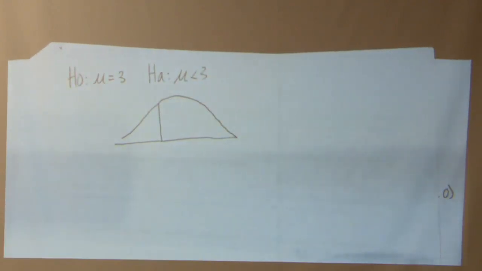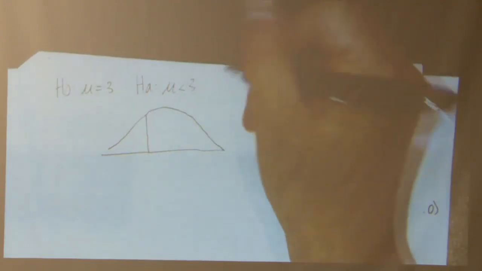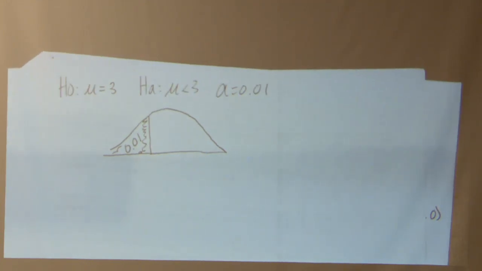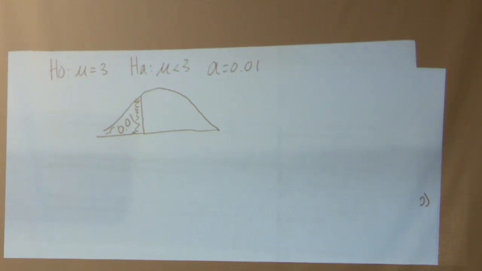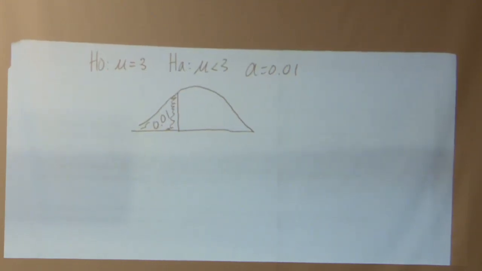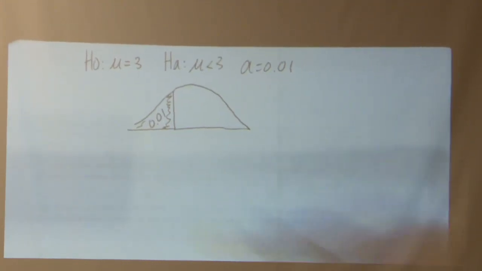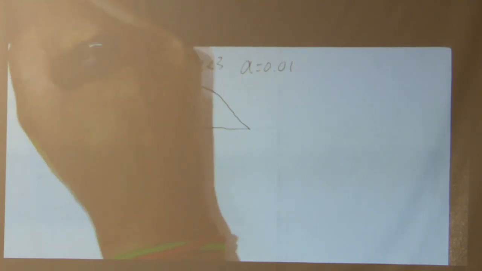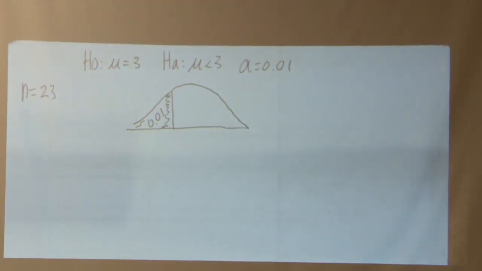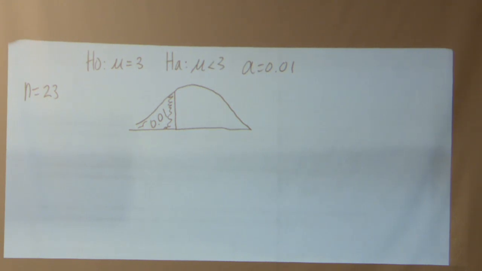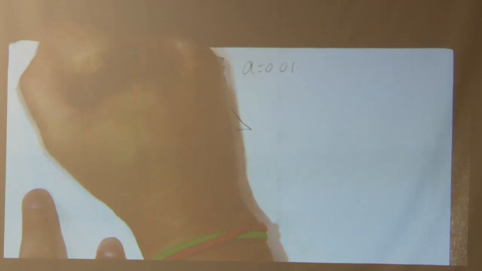And they gave us an alpha value of 0.01. So we can go ahead and put that in our tail, and now this is going to be our rejection region. In this problem, they said that it was a sample of 23 cars. So our n value is 23. Because our n value is 23 and it's less than 30, we know that this is going to be a t-test. So we have to use the t-tables.